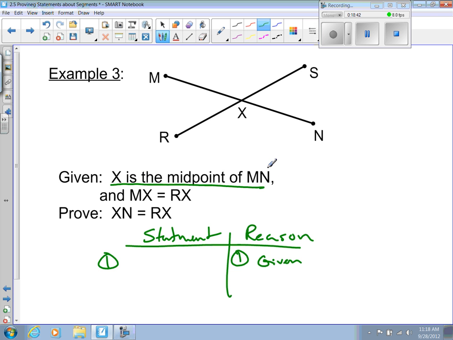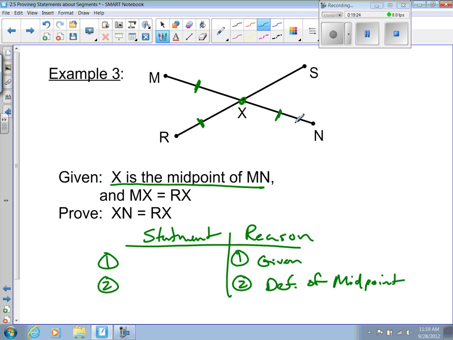So if x is the midpoint of MN, what does the definition of midpoint tell us? So you'd start with that given, but then you could use that definition of midpoint to say that segment MX is congruent to segment XN. We know that MX equals RX. So the length of MX equals RX. So we know those lengths are equal, so you could use the definition of congruence to show that those segments are congruent.